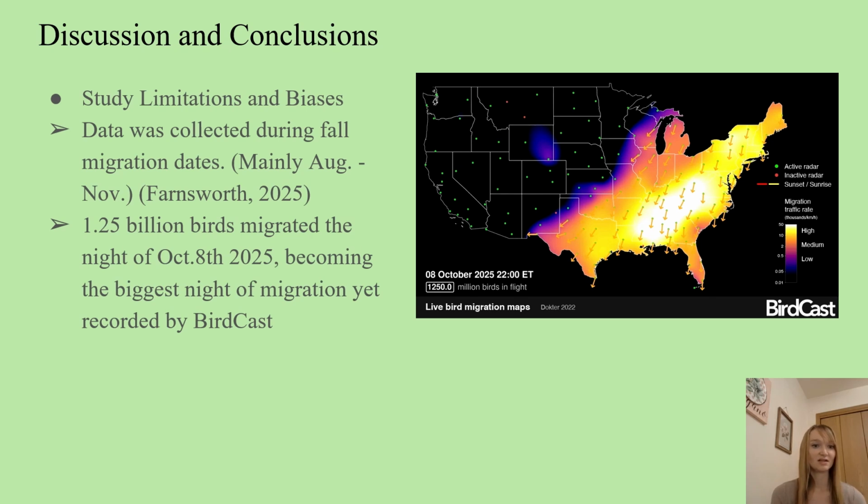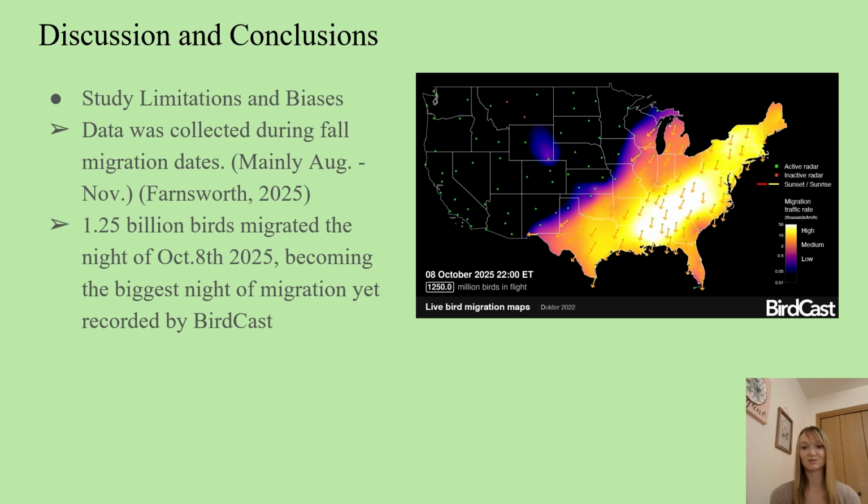And then our data was collected during fall migration dates. So according to the Farnsworth 2025 paper, this happens mainly from August through November, and so our data collection fit right in that zone. And you can see by this map that I found that 1.25 billion birds migrated the night of October 8th, 2025. So that's just this year, becoming the biggest night of migration yet recorded by Birdcast.